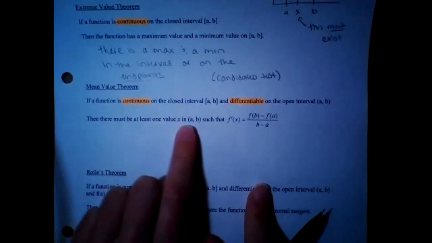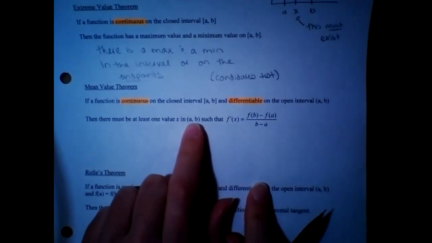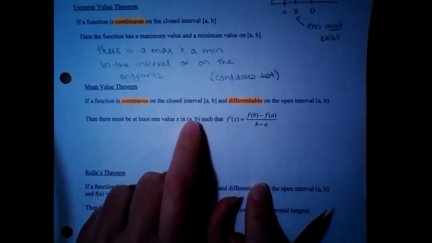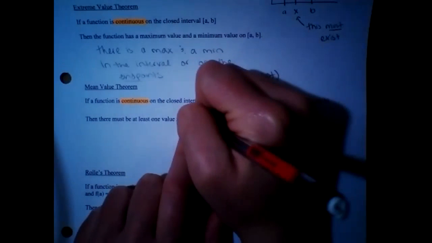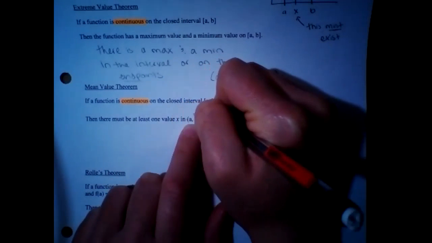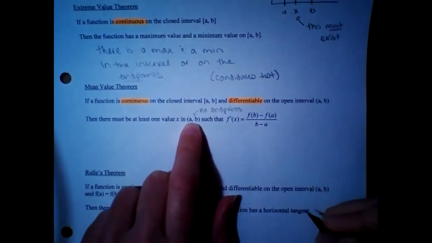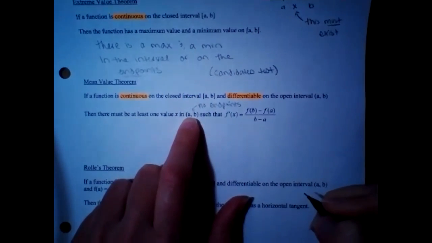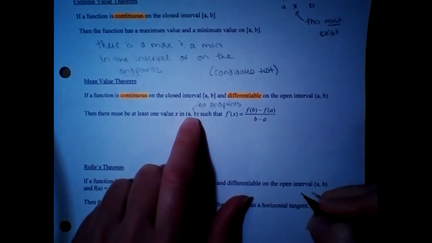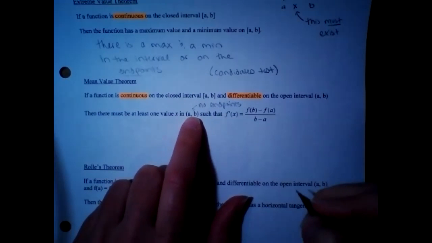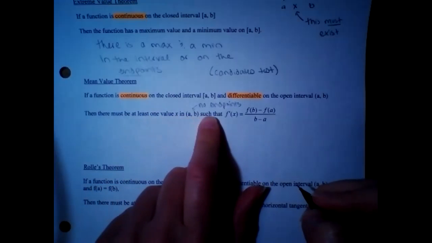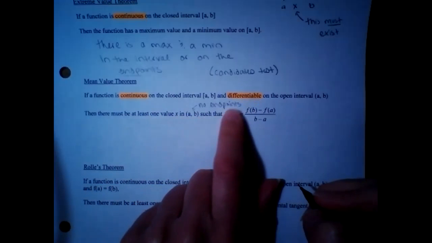Then there must be at least one value x on the open interval. Now notice that's the open interval, so the endpoints don't count. Maybe even make yourself a note. No endpoints. Because this comes up. If you get an answer that's one of the endpoints, you have to dismiss it. It won't count as an answer. It has to be within the interval. There's going to be one x value in there such that this thing is true.